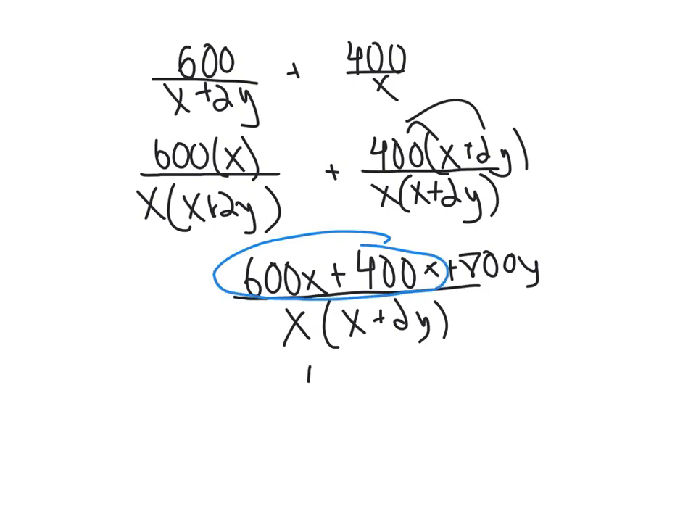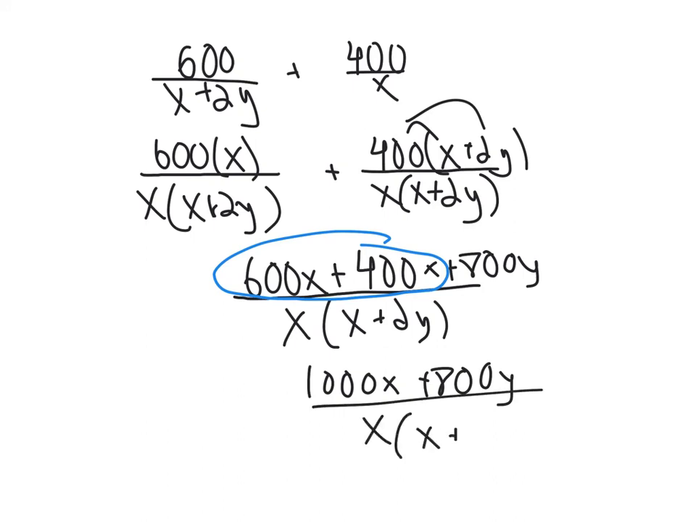That would give us 1000x plus 800y over x times x plus 2y. And that would be our minimum distance between points A and B.